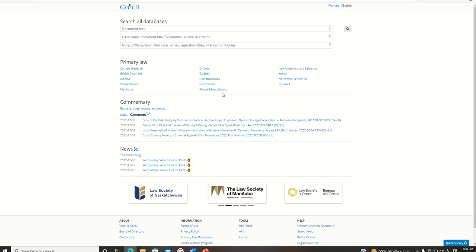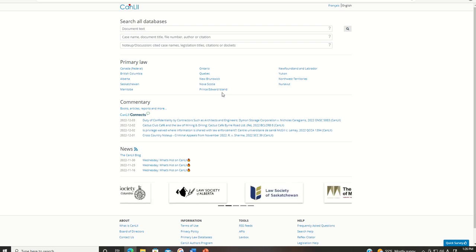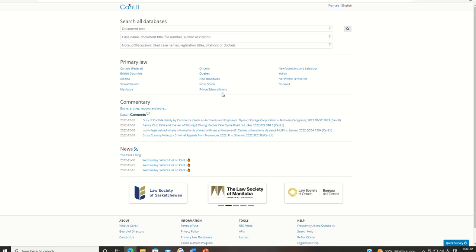So Westlaw you have to use on campus, and if you're not on campus you can't use it. This one you can use anywhere, and also this one has the search engine is actually, I find it kind of easier to use Canly. I do a lot of Canadian legal research, so I use this quite a bit. So it covers a lot of the same stuff that Westlaw does.